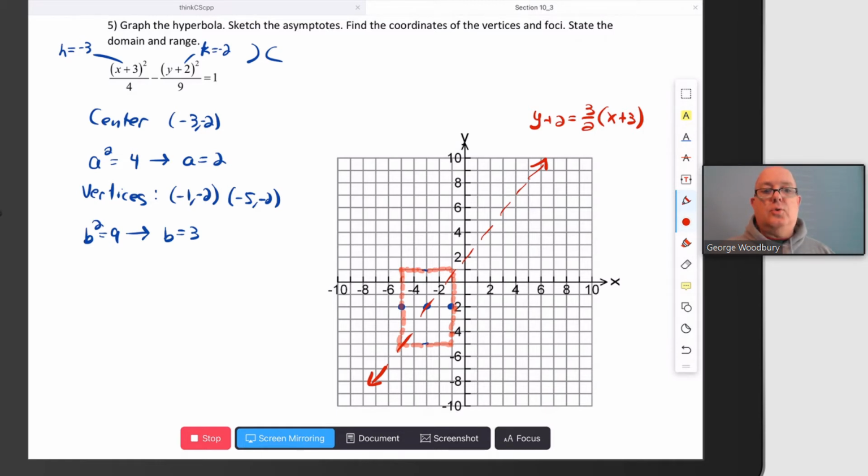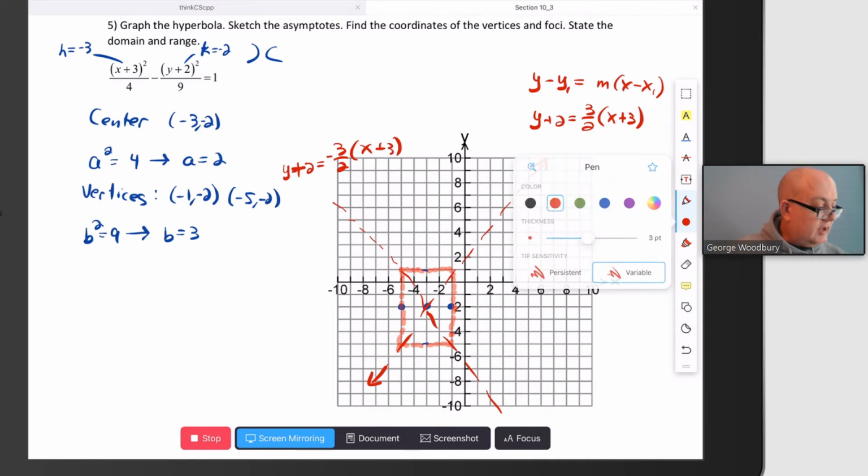That's how you find the equation of a line through a point, right? We know y minus y sub 1 equals m times x minus x sub 1. We've used that for the form of an equation of a line. So I'm just putting in y minus -2, x minus -3. The other one goes like that, and that is y plus 2 equals -3/2 times x plus 3.